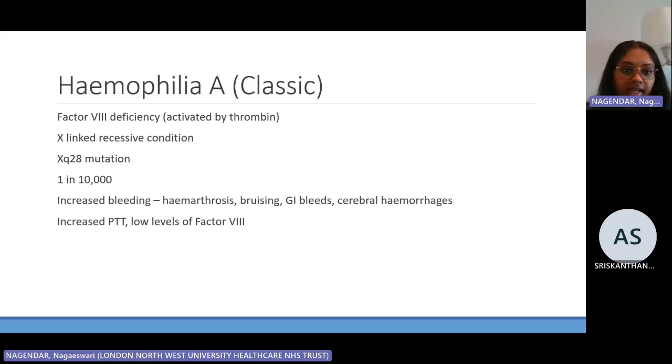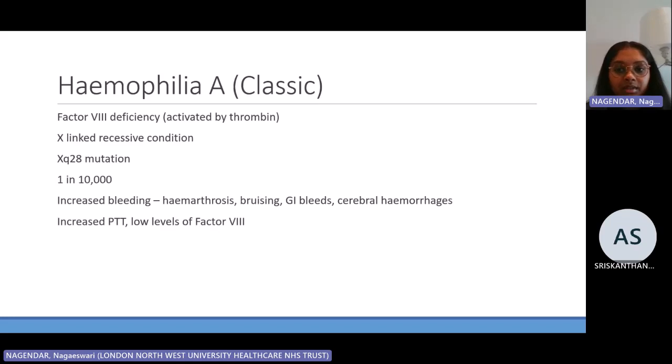So commonly it can be the knee that's affected. They might have a lot of bruising, petechiae. They're at higher risk of GI bleeds, so you might get haematemesis, you might get melaena. They also have an increased risk of intracerebral haemorrhages.